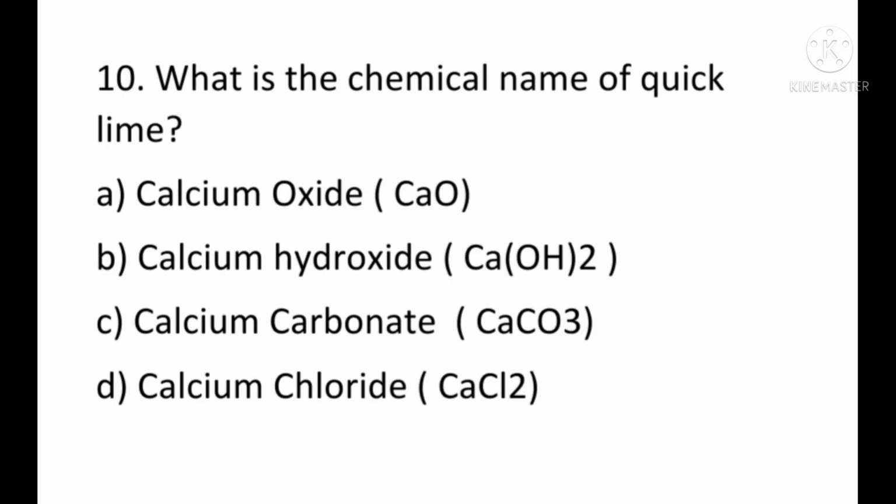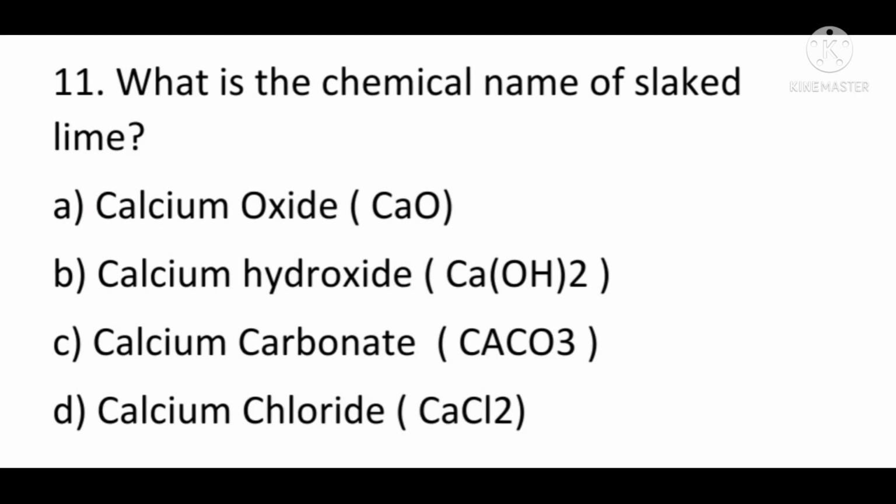Question number 10. What is the chemical name of quicklime? A. Calcium oxide, B. Calcium hydroxide, C. Calcium carbonate, D. Calcium chloride. The answer is option A, calcium oxide. The chemical formula is CaO.